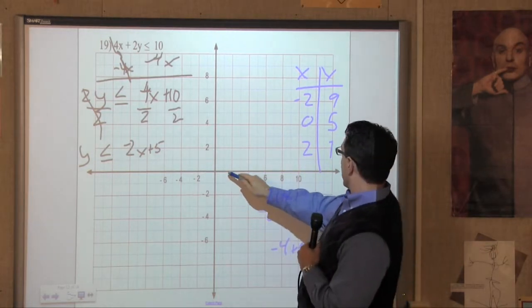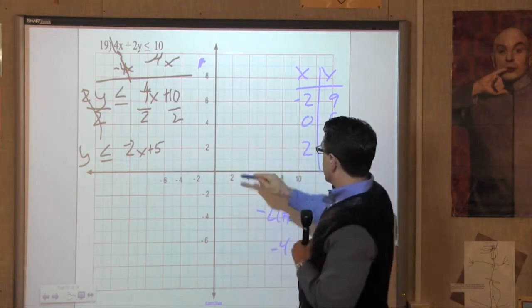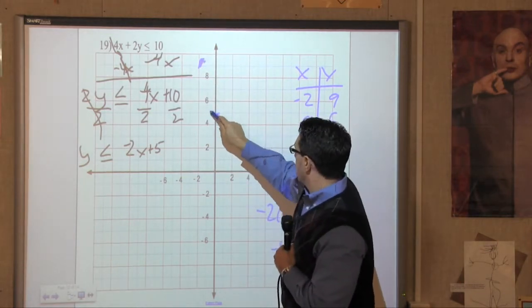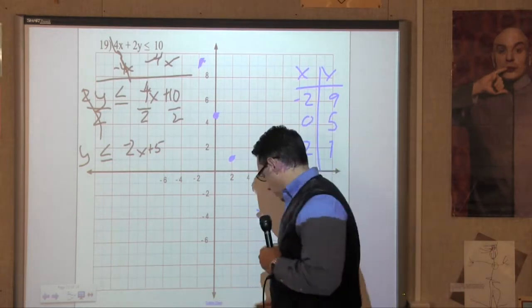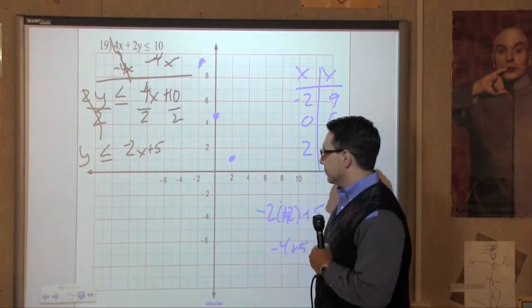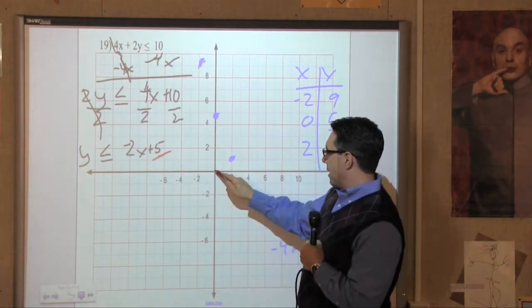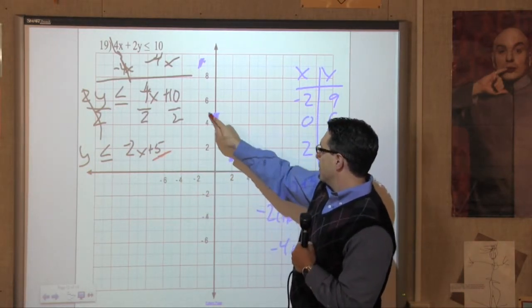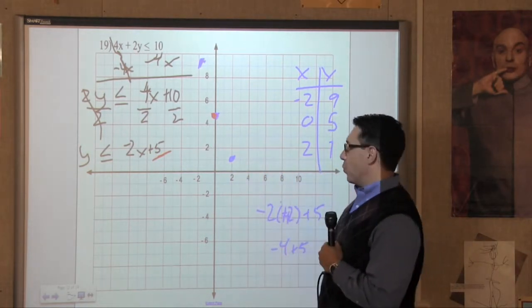We'll plot these 3 points. Negative 2, 9 is right there. 0, 5 is here. And 2, 1 is there. Now, if I were to use slope-intercept to graph this, I would start at the origin. The second number tells me to go up 5. 1, 2, 3, 4, 5. So we see we end up on the same point. So this is just a different way to get those points.